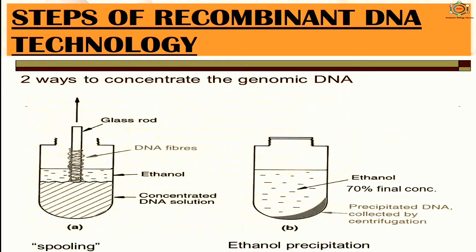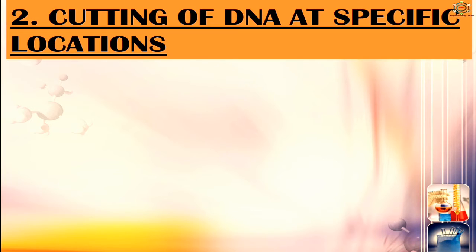Finally, the pure DNA molecules are precipitated out by adding chilled ethanol and collected as a suspension. So here you can see the two ways to concentrate the genomic DNA, that is spooling and ethanol precipitation. Now, the second step of recombinant DNA technology is cutting of DNA at a specific location.